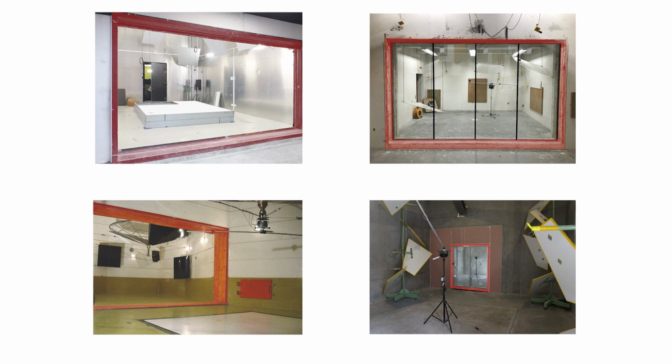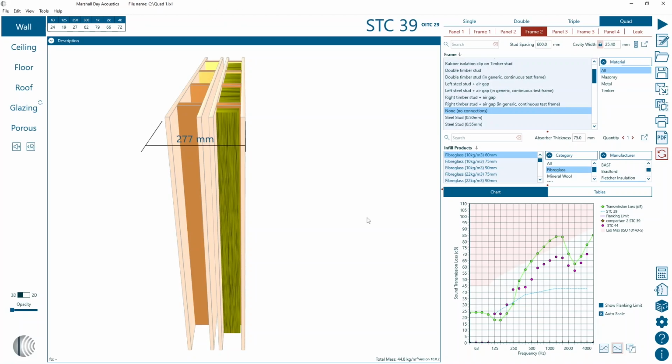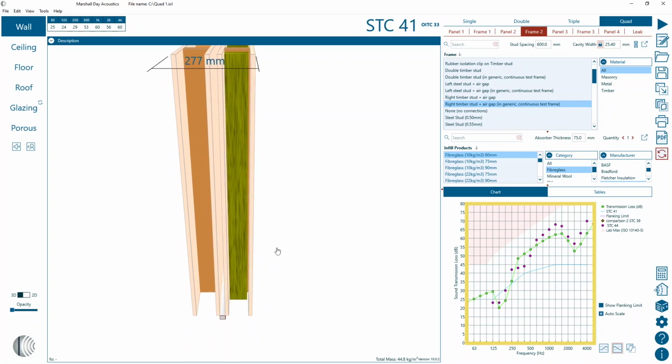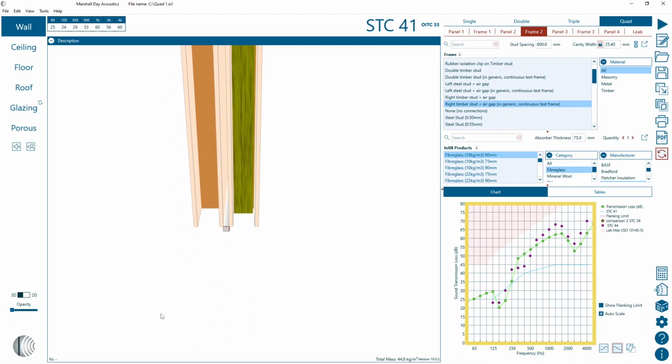Depending on the lab configuration, it's possible that there is some small amount of flanking or energy transmission through the structural path. To estimate the effect of such a path, we can change the frame 2 connection type to generic continuous test frame. With this change, the INSUL predicted sound insulation performance at higher frequencies aligns better with the measured data.